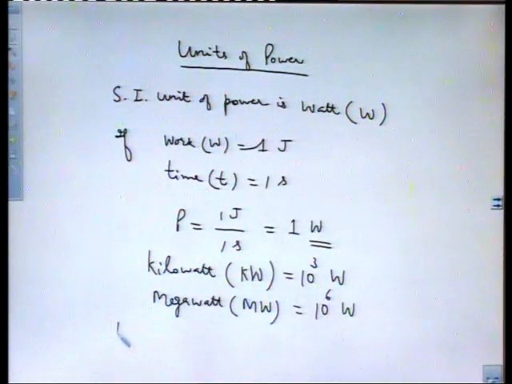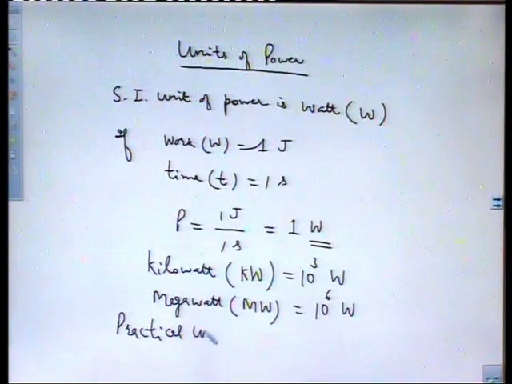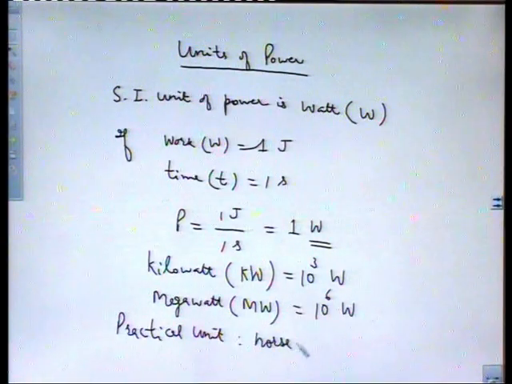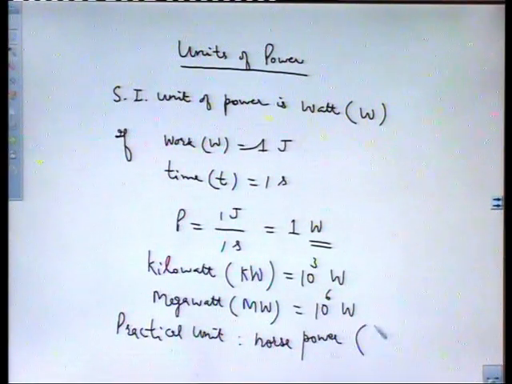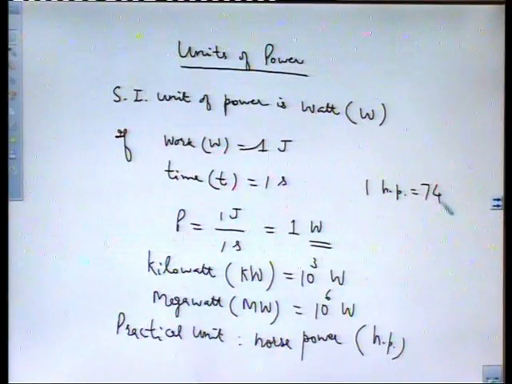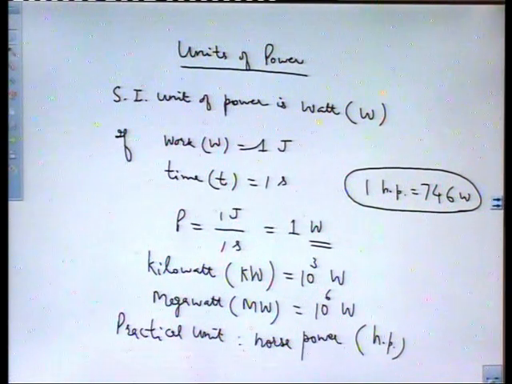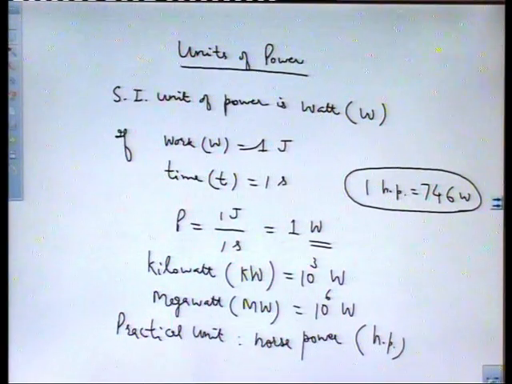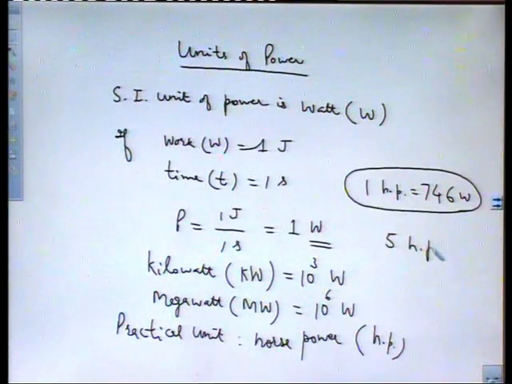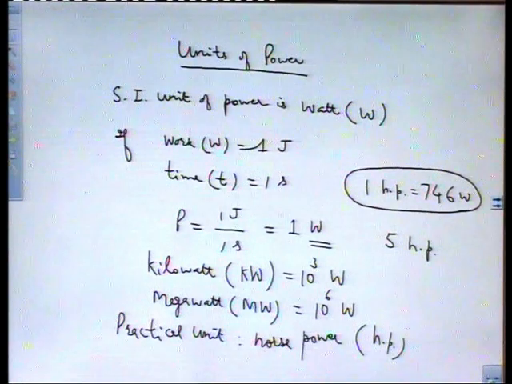And one practical unit of power is horsepower, in short HP, and you must have studied 1 HP is equal to 746 watt. So these are the different units of power. One is watt, bigger units are kilowatt, megawatt, and the practical unit is horsepower. We sometimes say that power of an electric motor is 5 horsepower. Power of this generator is 5 horsepower. So the power of engines is taken in terms of horsepower.